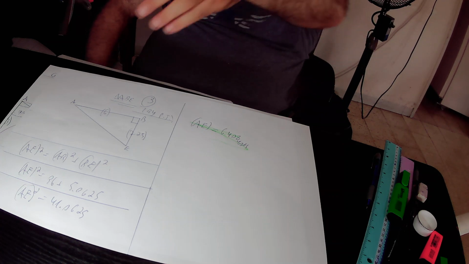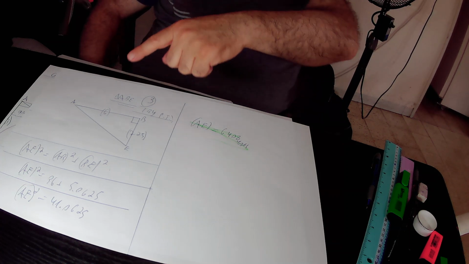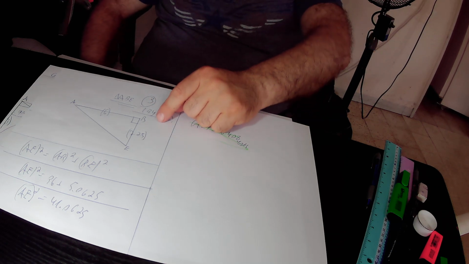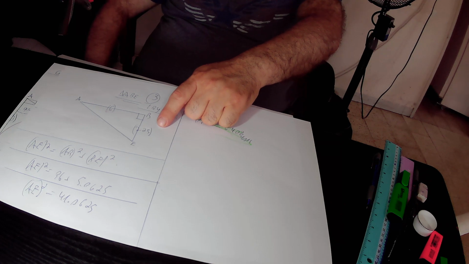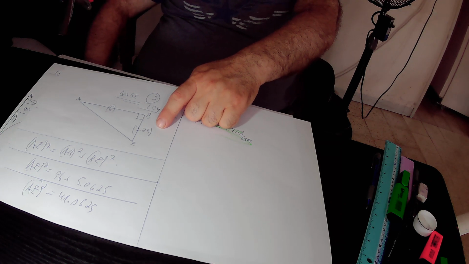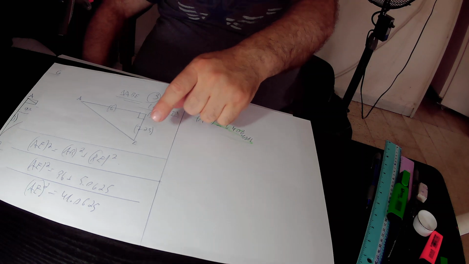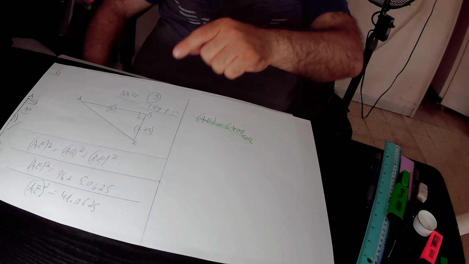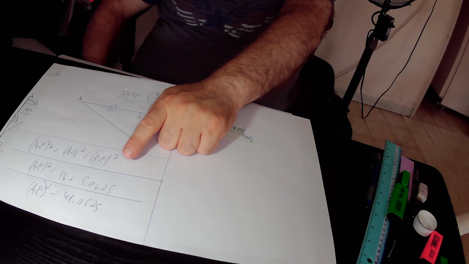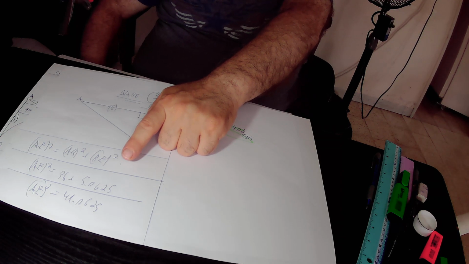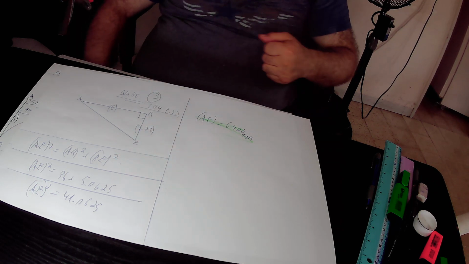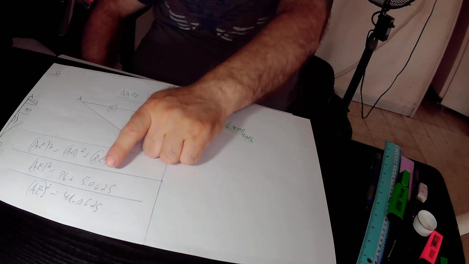AE is the missing side we are looking for, so AE square equals AB square. AB is 6, therefore AB square is 6 squared, that is 36, plus BE square. BE is 2.25, therefore BE square is 2.25 squared, that is 5.0625. So in total, AE square equals 36 plus 5.0625, which equals 41.0625.